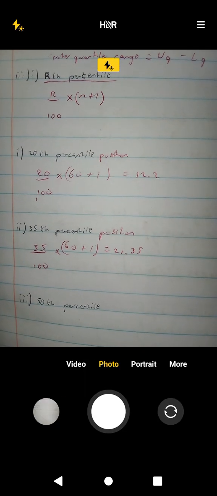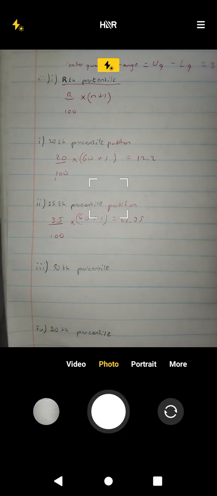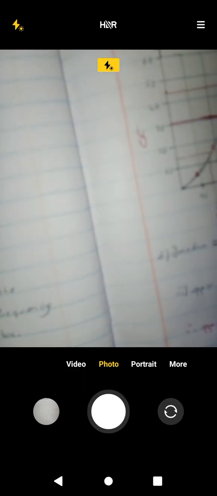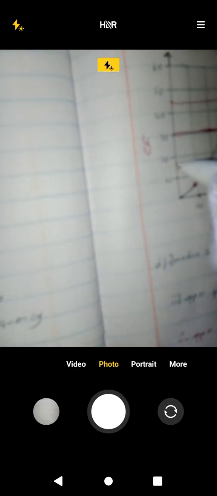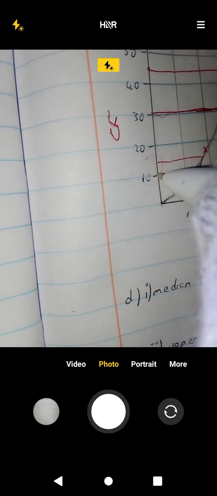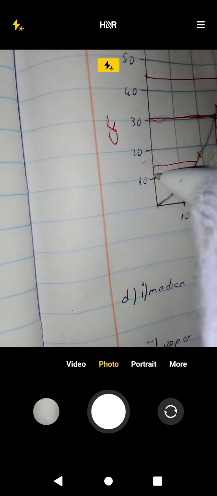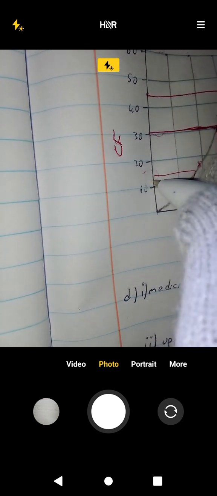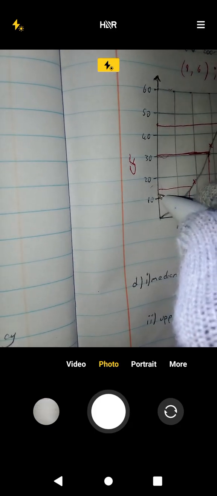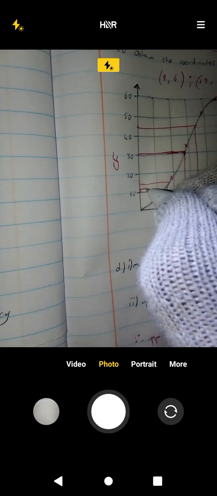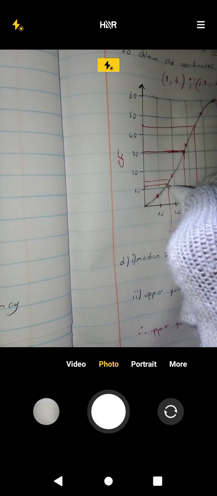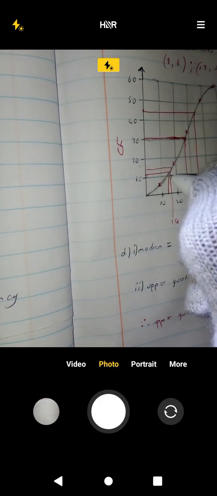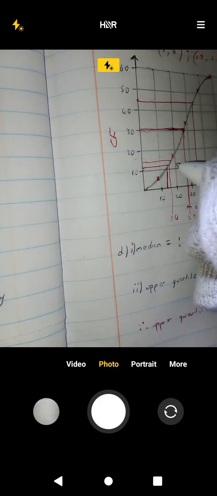So I just want us to go back and recall. The 20th percentile is in the 12.2 position, which is about here. 10, this should be 11, 12.2, about here, and then we draw this line and then this line.